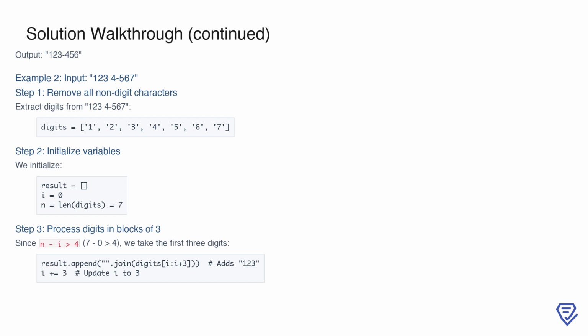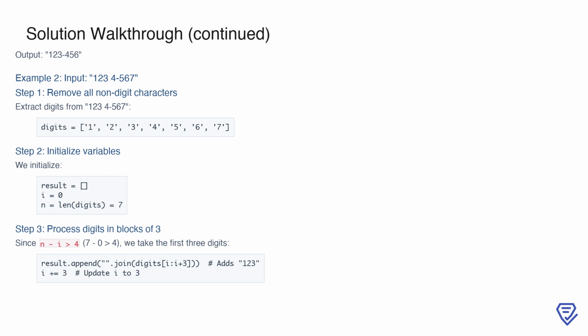Now, let's consider a second example with the input string "123.4 5 67". We start by removing all non-digit characters, leaving us with the digits 1, 2, 3, 4, 5, 6, 7. As before, we initialize our variables: result is an empty list, i is set to 0, and the total count of digits n is 7.